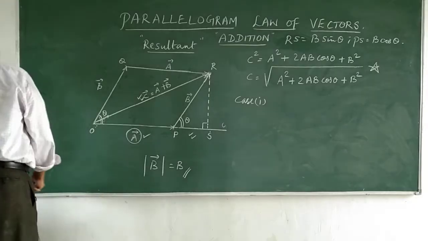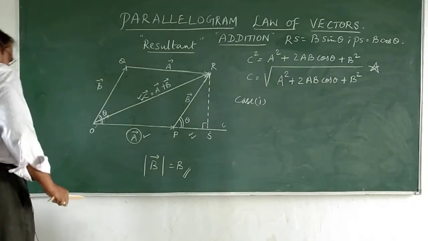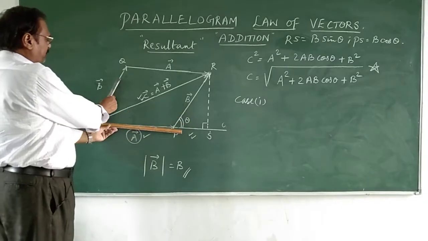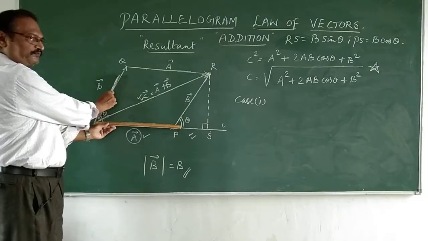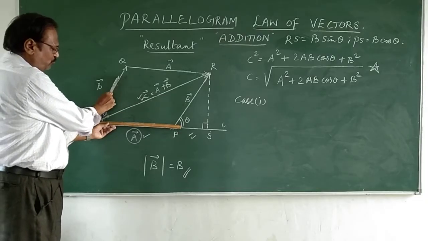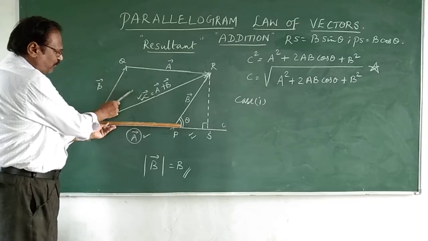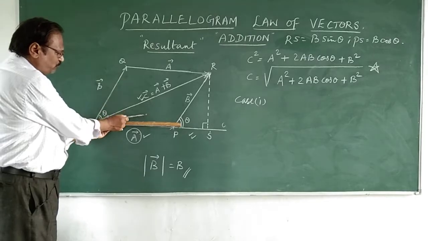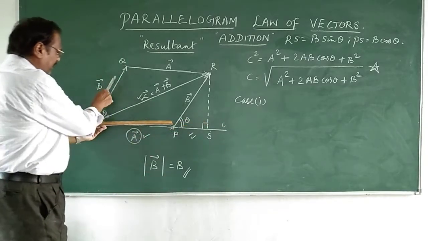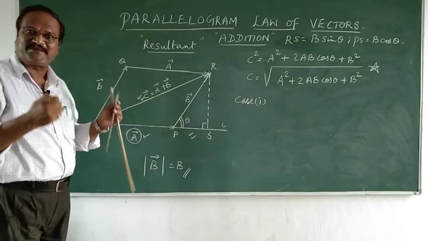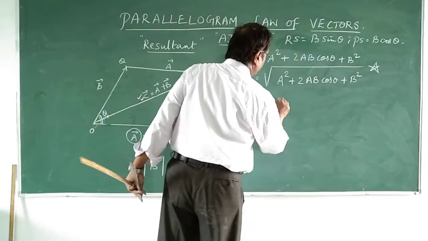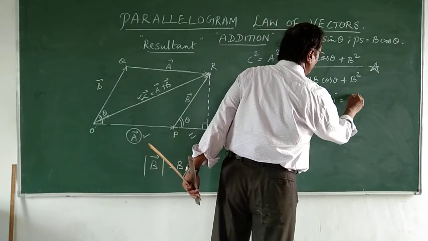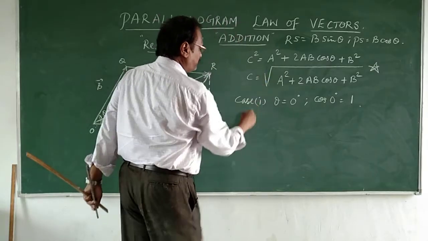We are going to talk about the angle. Let us say this is vector A and this is vector B. They are subtending an angle of theta. Now suppose this angle theta is 0 degree. That is collinear. If theta is equal to 0 degree, A vector and B vector are pointing in the same direction. That means when theta is equal to 0 degree, cos 0 will become 1. Now let us substitute in the formula.